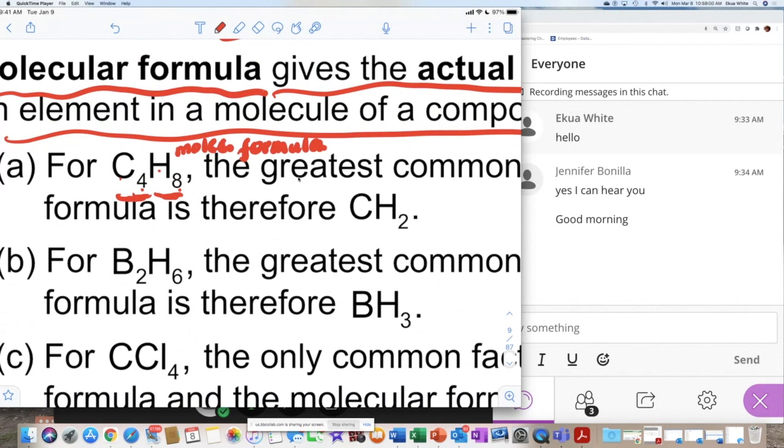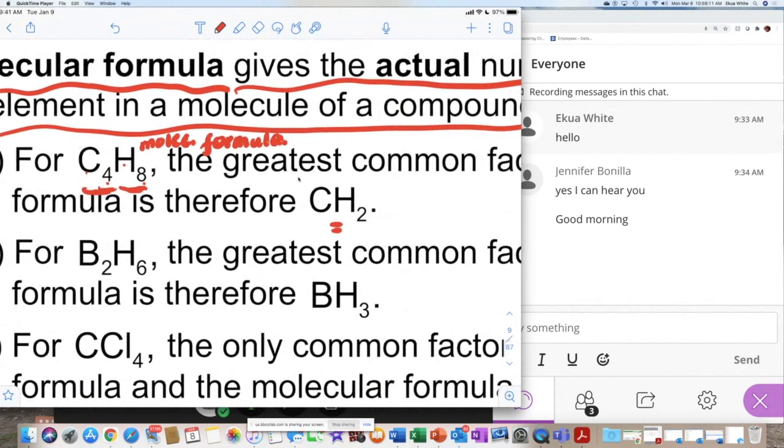Now when they say find the empirical formula, how the numbers relate to each other, it's the simplest whole number relationship. You want to divide, so you want to find the greatest common denominator. For C4H8, the greatest common denominator is 4. Divide both numbers by 4 and you get 1 and 2. So that gives you the bare bone relationship: for every 1 carbon, there are 2 hydrogens. This is the empirical formula versus molecular formula.